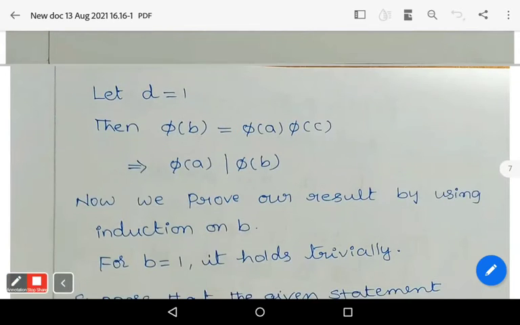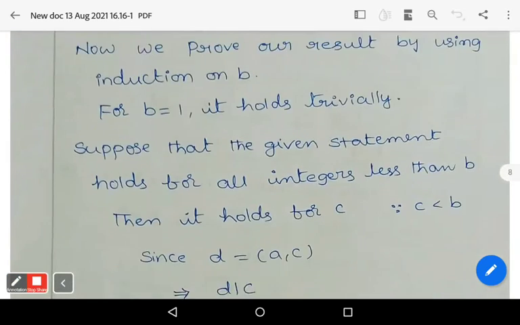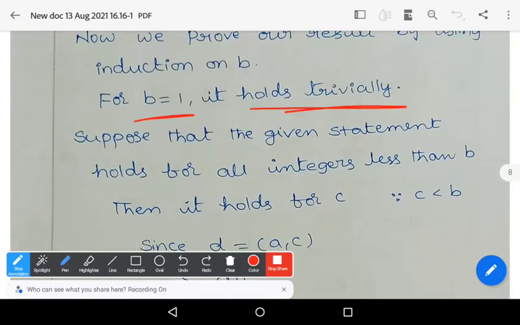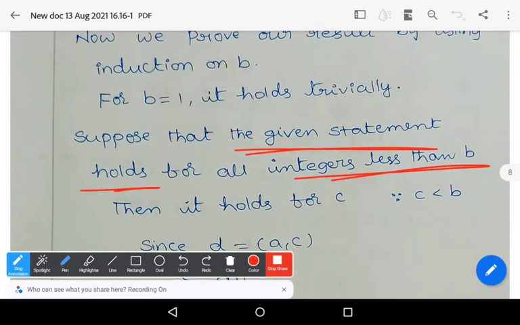Now we prove our result by using mathematical induction on b. For b equal to 1, the result trivially holds. If you take b equal to 1, then automatically φ of b is equal to 1. So φ of a divides φ of b. Suppose that the given statement holds for all integers less than b. According to mathematical induction, we assume that condition.